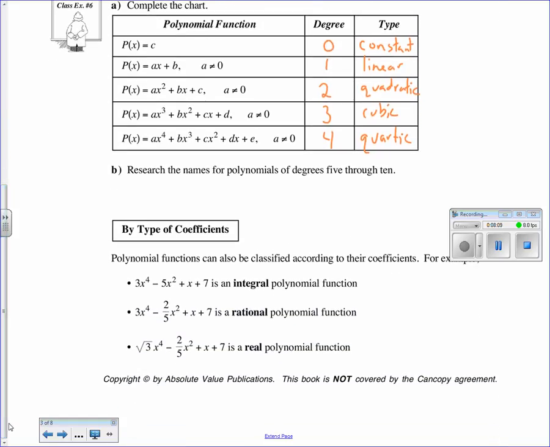You can also rate polynomial functions by the type of coefficients we have. Integral polynomial functions just have whole numbers, like the first example. Rational polynomial functions have fractions, so numbers that can be expressed as fractions. And real polynomial functions have coefficients that cannot be expressed as fractions. Root 3 is a number that goes on and on forever, so I can't report that as a fractional equivalent. Turn the page over.